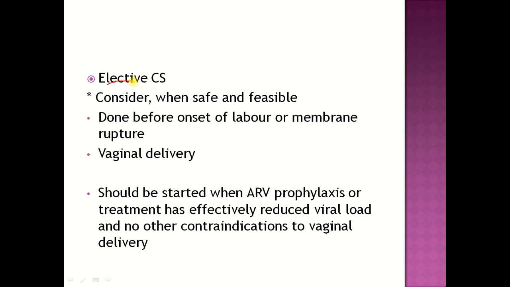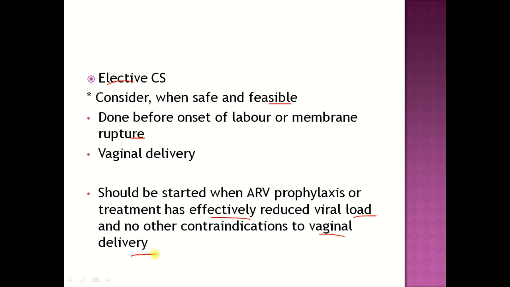So we'll move to elective cesarean section. You consider it when safe and feasible. It should be done before onset of labor or membrane rupture. So vaginal delivery should be started when antiretroviral prophylaxis or treatment has effectively reduced viral load and there are no other contraindications to vaginal delivery.